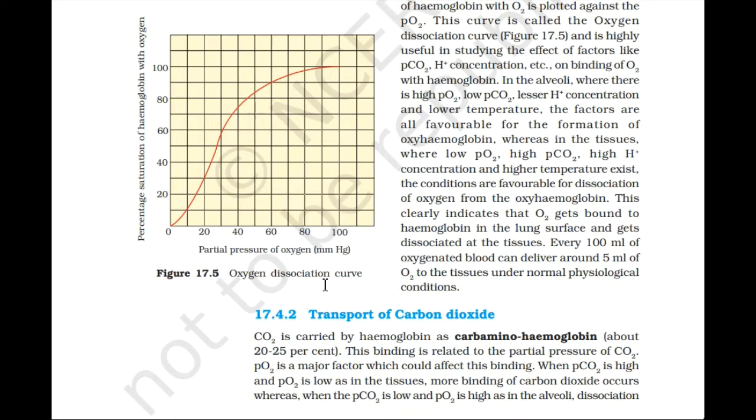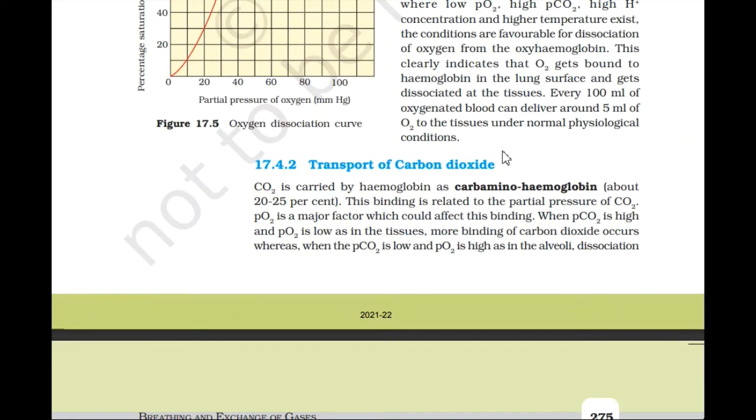Let us see the oxygen dissociation curve. Here is the sigmoid curve obtained. On the x-axis they plotted the partial pressure of oxygen in mm of Hg, while on the y-axis is plotted the percentage saturation of hemoglobin with oxygen.